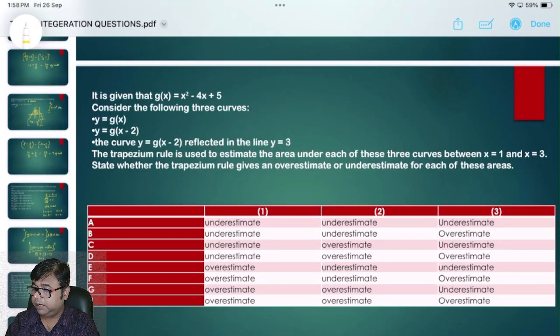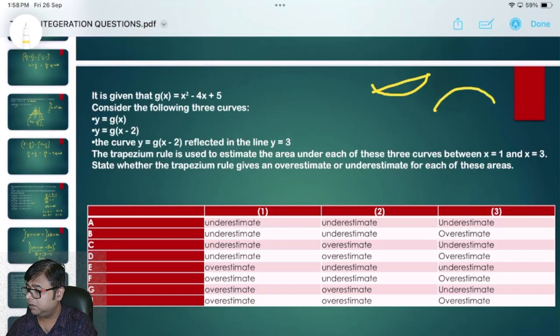Right. It is given that this is the curve. Consider y equal to g of x, y equal to g of x minus 2, and the curve y equal to g of x minus 2 reflected in the line y equal to 3. Now this is the trapezium rule, the trapezoidal sum, which I told you, trapezoidal integration. So I told you when the curve is concaving up, if I make a trapezium, it overestimates the area. And when the curve is concaving down, if I join and make a trapezium, it underestimates the area. This is what I've covered in the theory video.